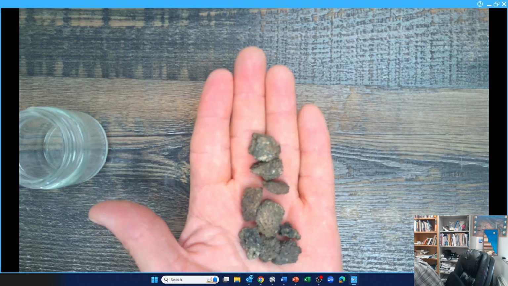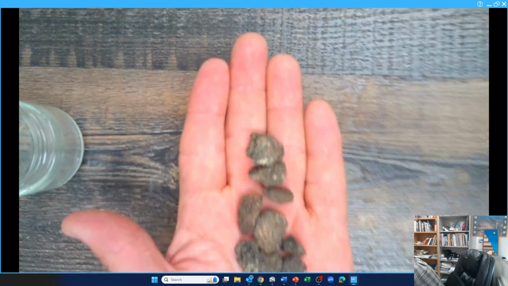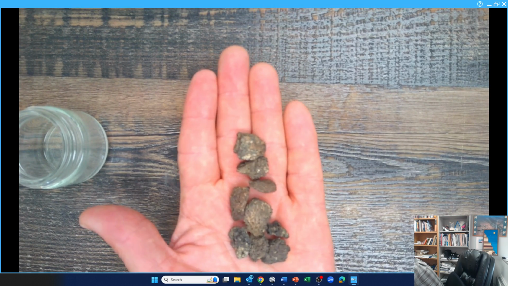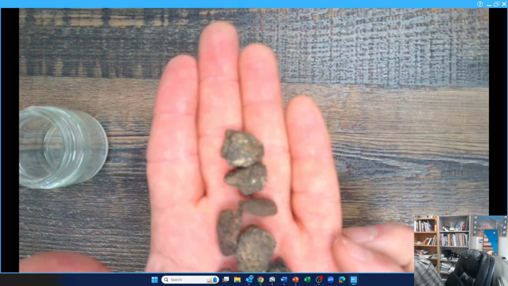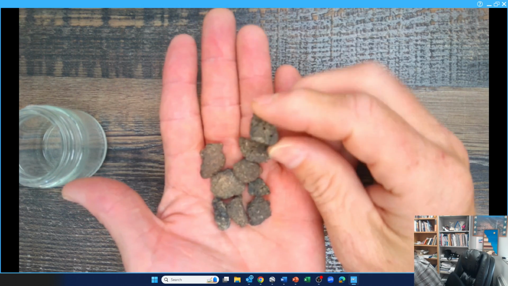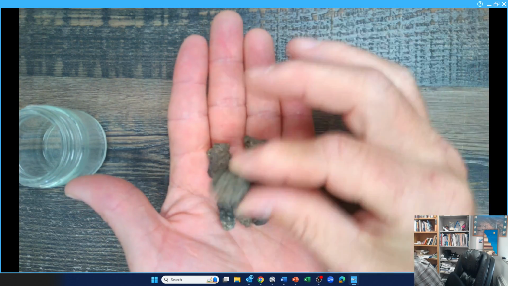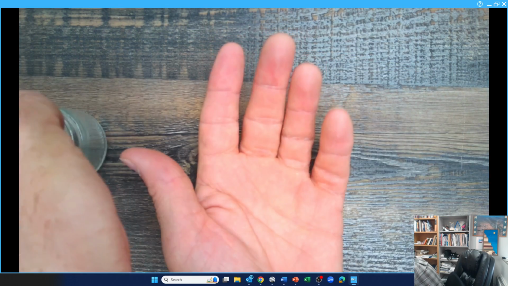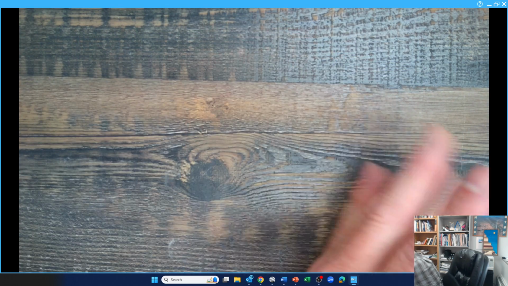I'm trying to focus it a little bit better for you. Yeah, that's probably pretty good. So this would be cinders. Imagine these being thrown out of a volcano while it's erupting, these little frothy pieces of basalt. That would be our size range for cinders.